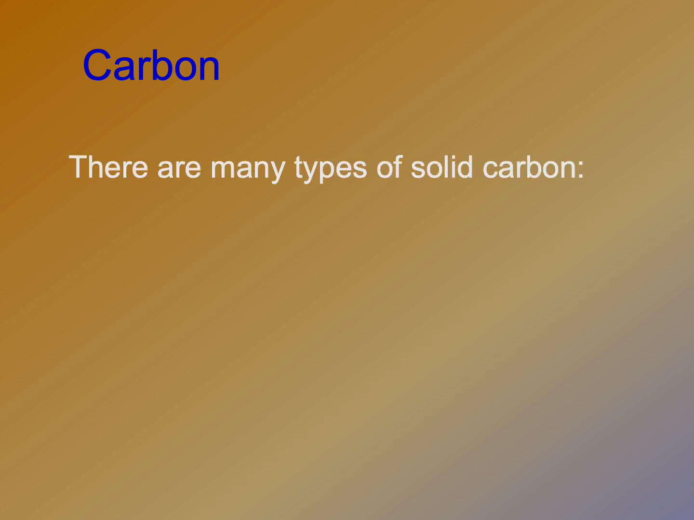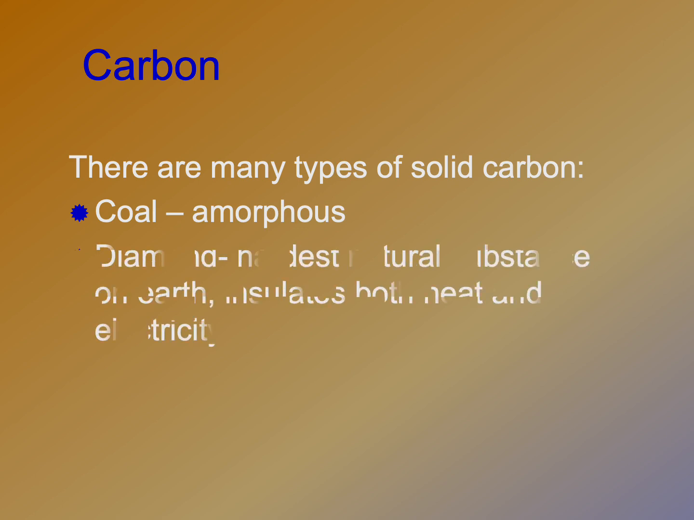So with carbon, there are many types of solid carbon. We have coal, which is one of those amorphous solids that is not a nice orderly pattern. We also have diamond. Diamond is just a large 3D structure of carbons bonded to one another. It is the hardest natural substance on Earth. It insulates both heat and electricity.